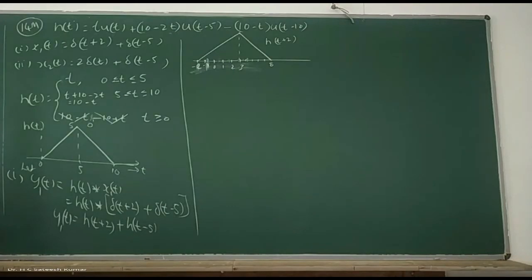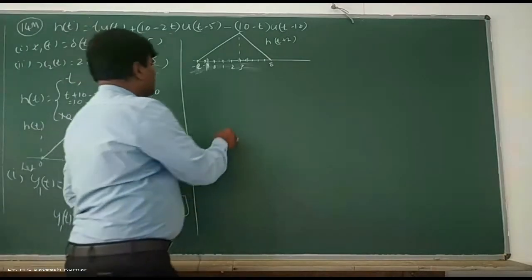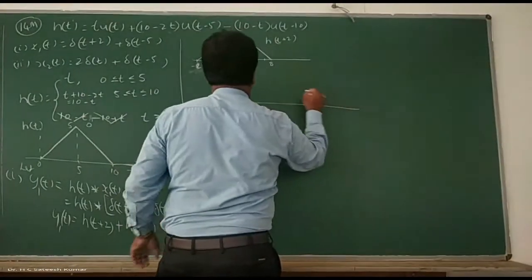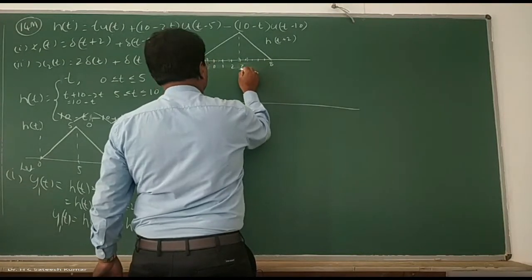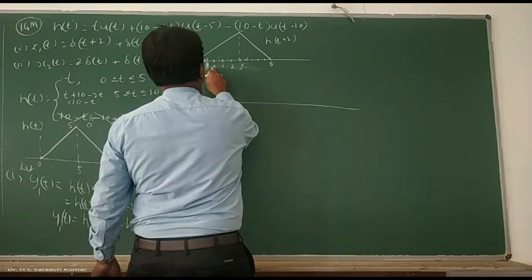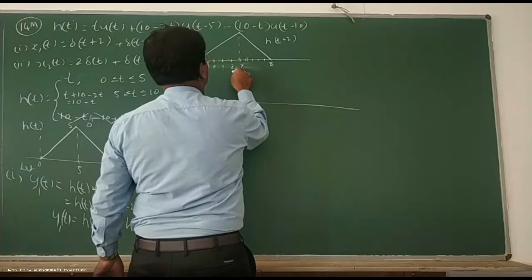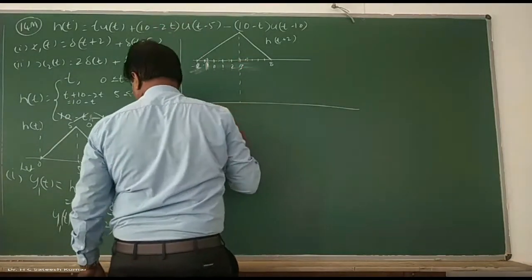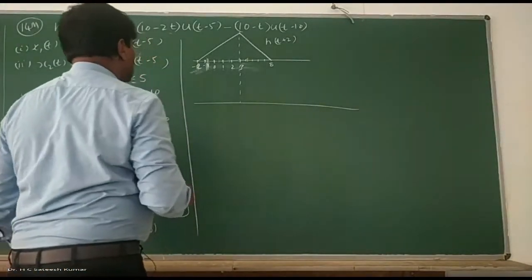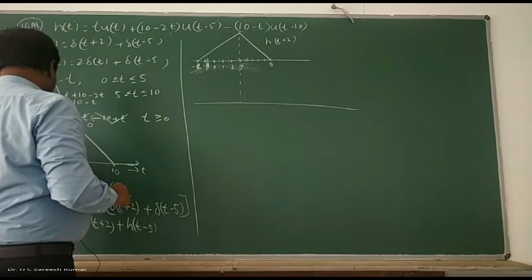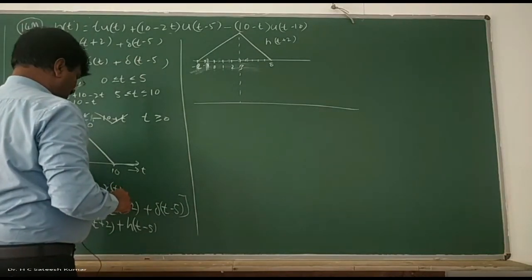H of t minus 5 means what? This h of t shifted right by an amount equal to 5 units. So shifted right by 5 units means it starts from 5. Minus 2, minus 1, 0, 1, 2, 3. So it starts from 3. Where does it start? 0. This is h of t minus 5.